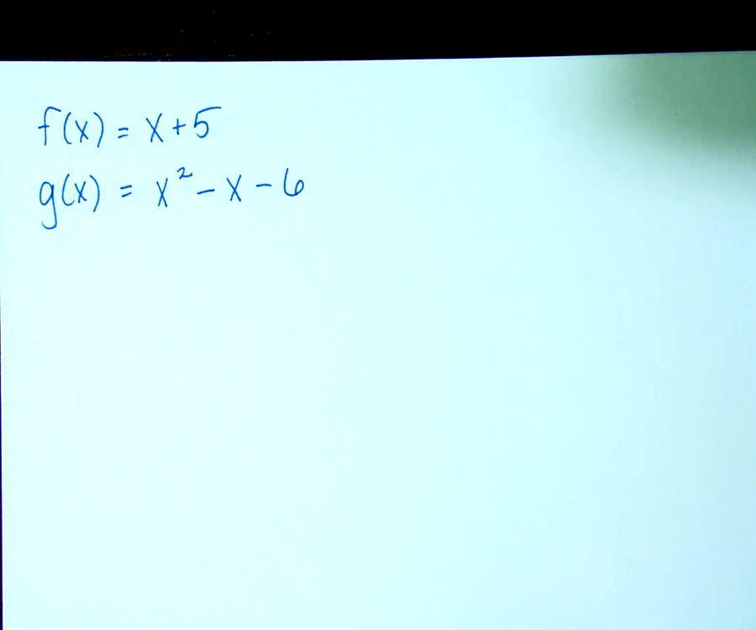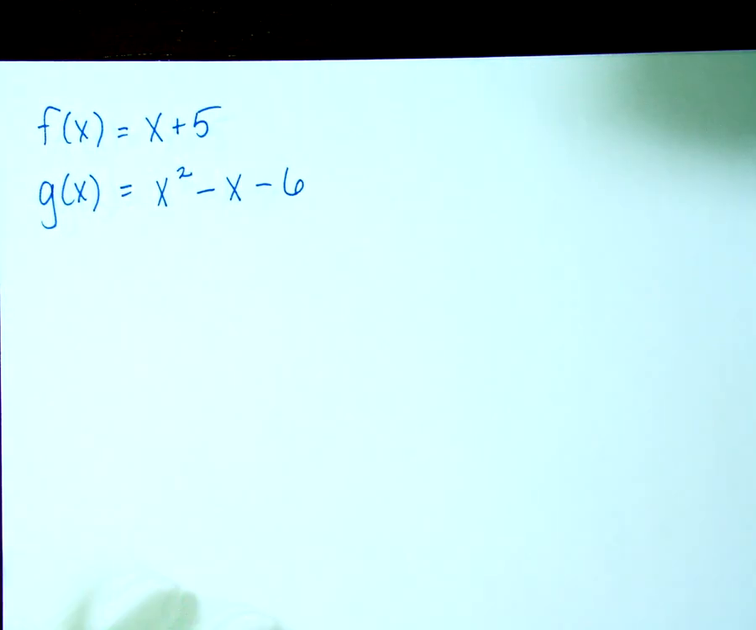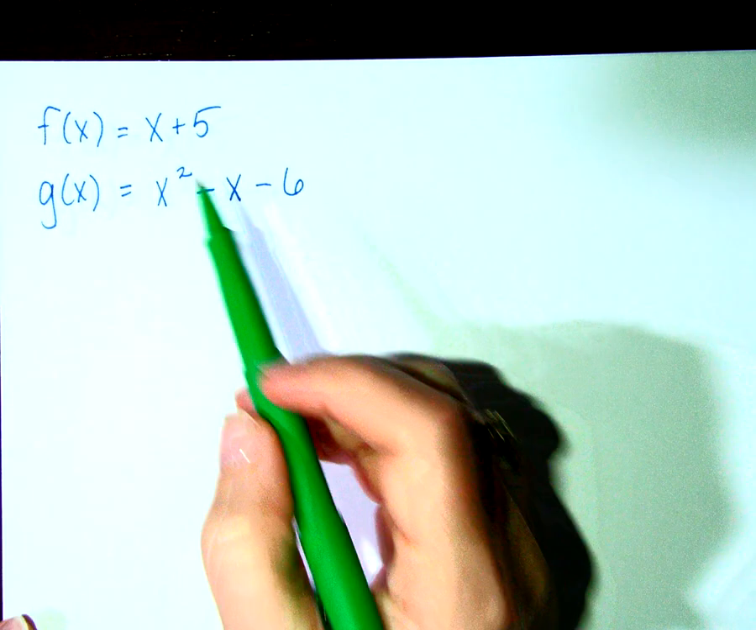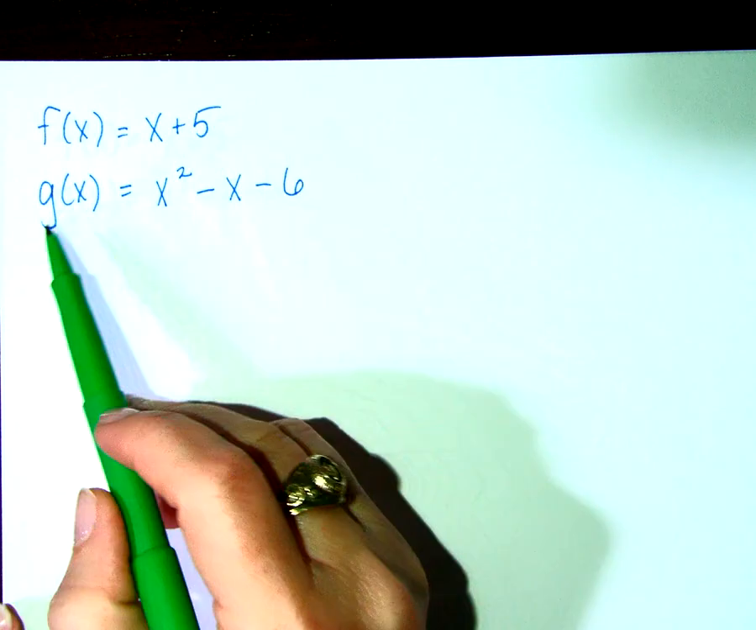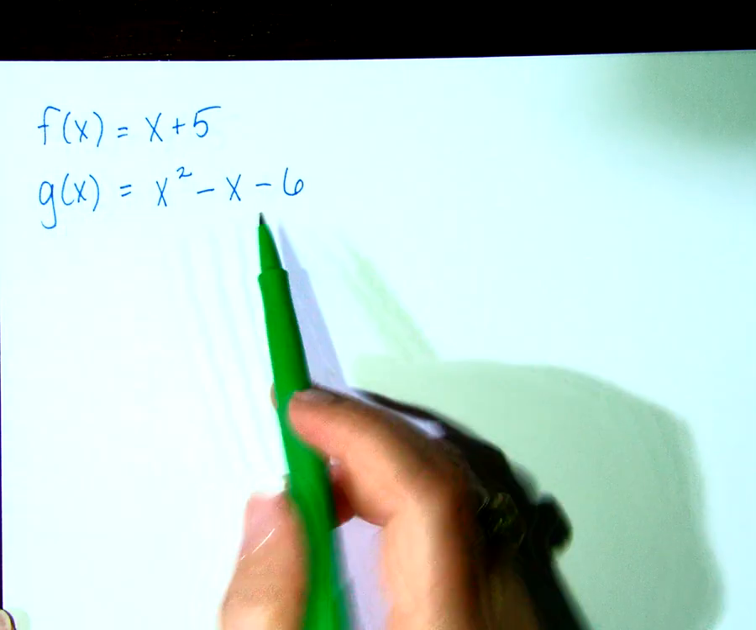Let's start with these two functions. Told you. F of x equals x plus 5. If I graph it, what shape is that? A line. And what's the domain of a line? All reals. And if I graph g of x, what shape does that make? A parabola. And what's the domain of a parabola?